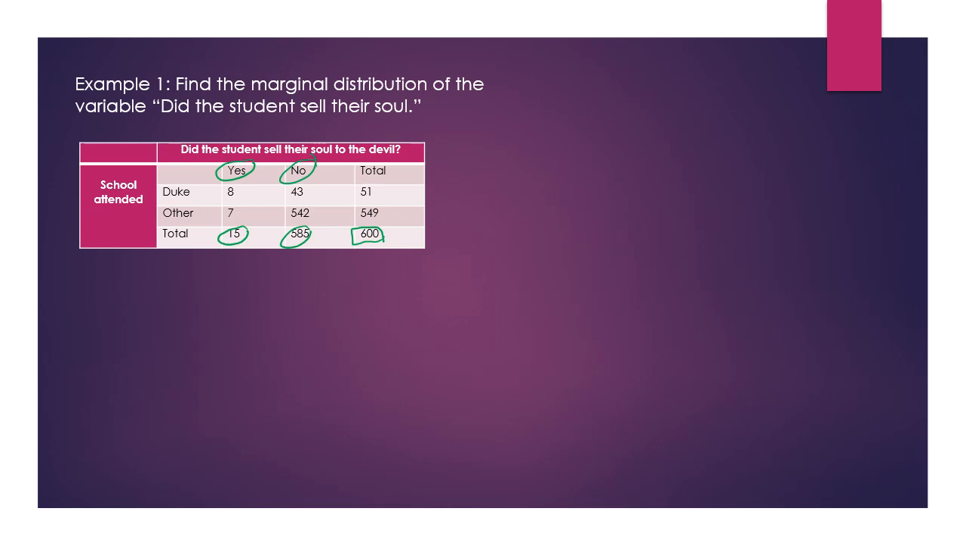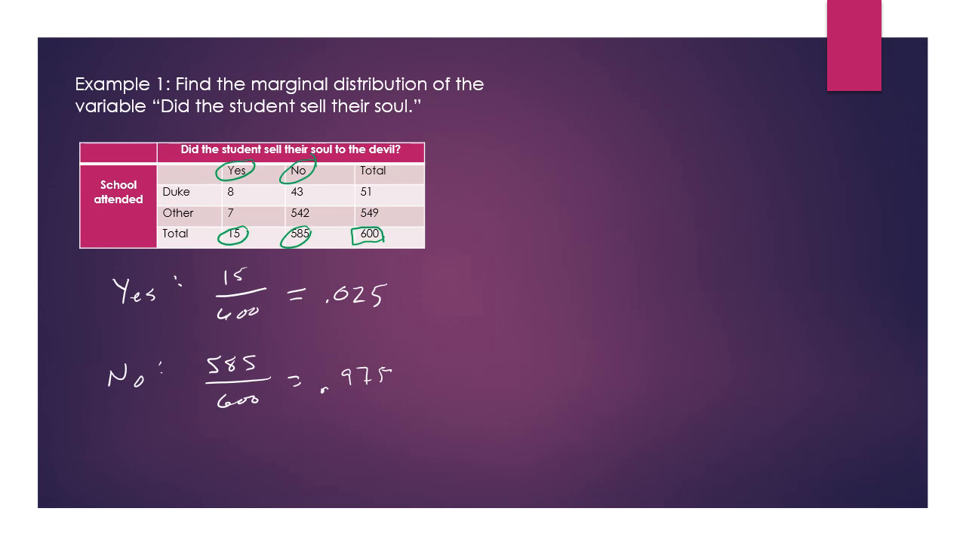All right, so we're going to have two parts to this. We're going to have a yes part, and that is 15 out of 600, or 2.5%. And we're going to have the no, which is obviously everybody else. So that's 585 out of 600, and that works out to the remaining 97.5%. Okay, that's the marginal distribution of the variable, did the student sell their soul? That simple. We could ask for a different marginal distribution, but the idea is still the same.